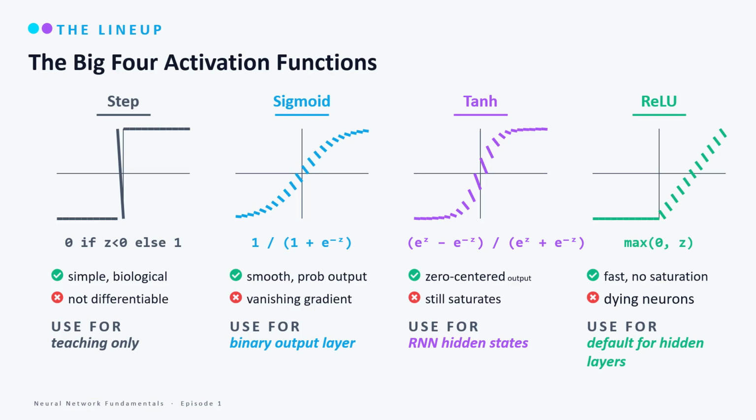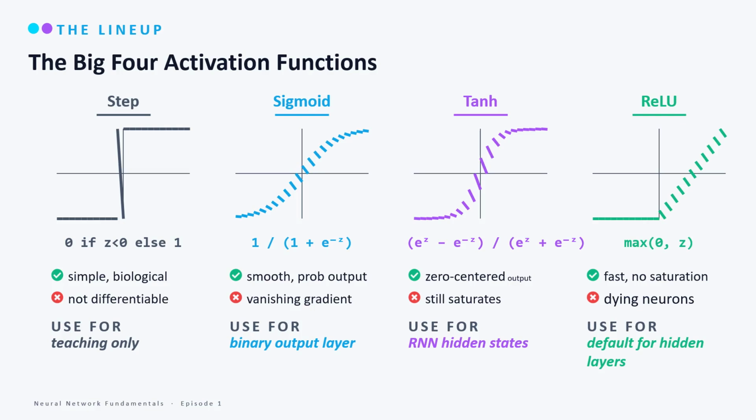Okay, so which activation functions should you actually know? There are four big ones. Step function outputs 0 or 1, super simple, use it for teaching only, it is broken for real training. Sigmoid, that classic S-curve, outputs between 0 and 1, great for probability. Downside, it slows down learning in deep networks. Tanh, like sigmoid, but goes from -1 to +1. Centered around 0, used a lot in older recurrent networks.